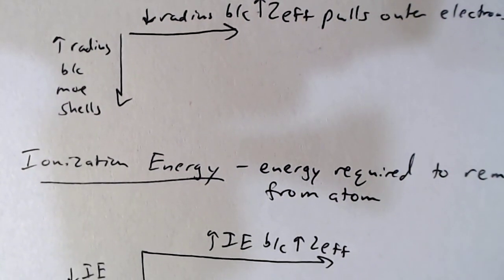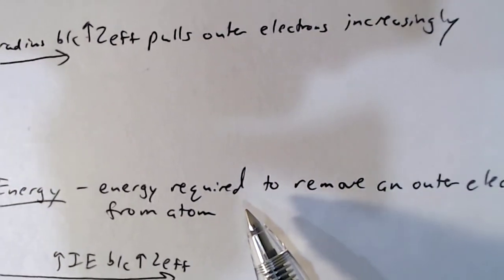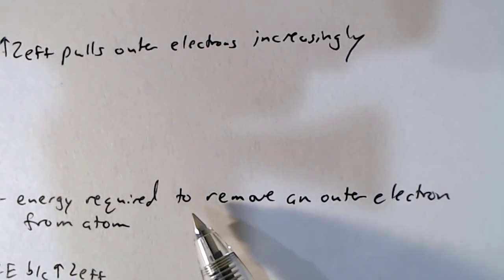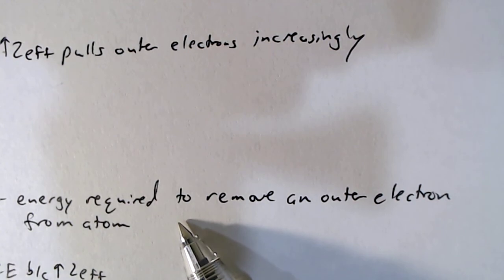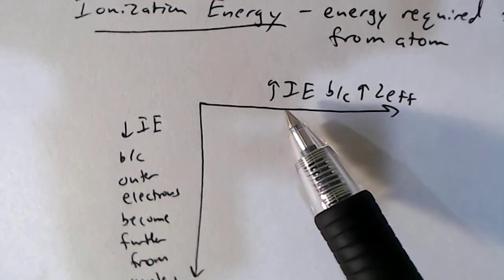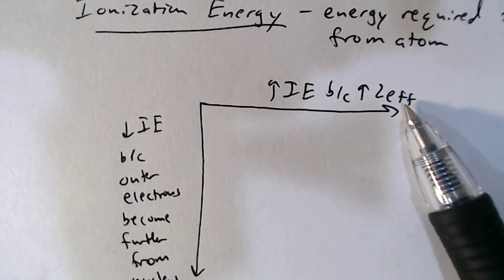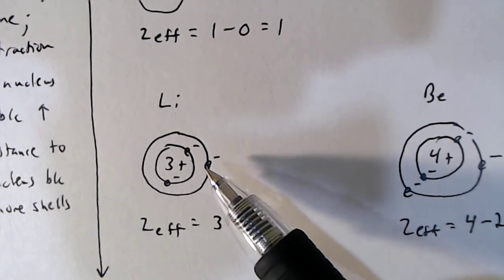Now, another trend we'll see is ionization energy. This is the amount of energy required to ionize an atom, i.e. the energy required to remove an outer electron from it, creating a positive charge, creating an ion. Ionization energy will increase as you go to the right, because ionization energy describes the energy you need to pull electrons off of the nucleus.